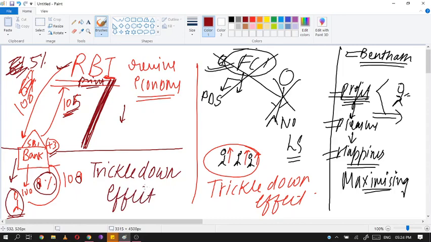This is called trickle down effect. Similarly, let's say these are capitalists and they are maximizing their profit. So with maximization of profit, you mean that new factory will be established, more jobs. More jobs means more work. More work means more employment. ठीक है? So trickle down effect will come. Everybody will be happy with no state intervention.